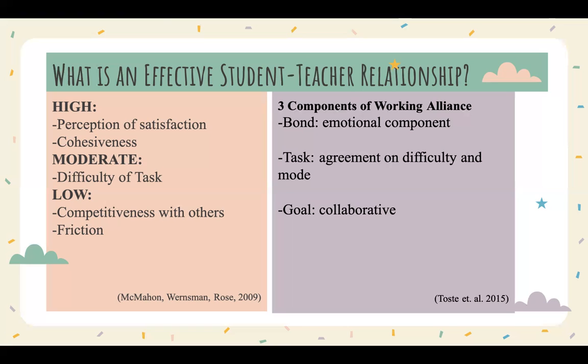Bond means you want an emotional component. You want there to be mutual liking and trust and respect in the relationship with your students. Task is the idea that you want the teacher and the student to agree on what's being done and why it is being done. And then goal is the idea that when your students set a goal, you don't want them to think that they are alone in reaching that goal. You want the student to realize that the student and the teacher are working together to solve that goal, and that's going to help students perceive that the teacher is a positive influence in their life and that there's a strong relationship between the student and the teacher.